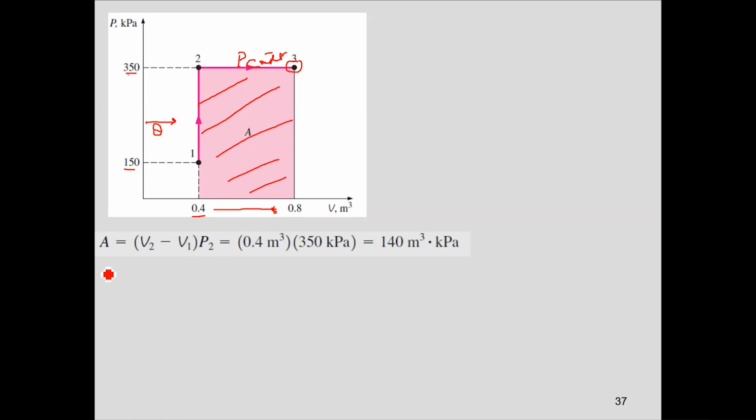If you remember, boundary work is essentially equal to the integral of P dV, and if your pressure is constant, it is simply P times V2 minus V1. Your pressure is constant, which is 350 kilopascal. Your volume change is essentially 0.4 meter cube. So 0.4 meter cube multiplied by the pressure would essentially give you the total work done. It would be in kilopascal meter cube, which is the same thing as kilojoules. Is it clear to you?